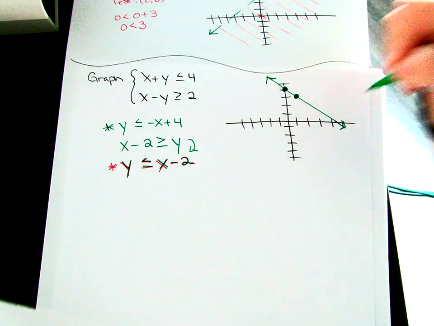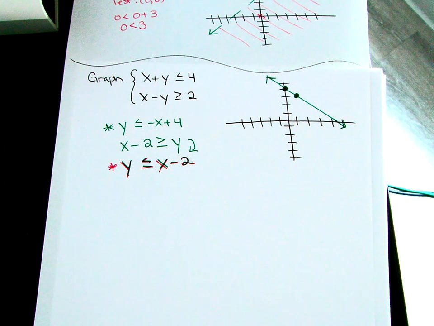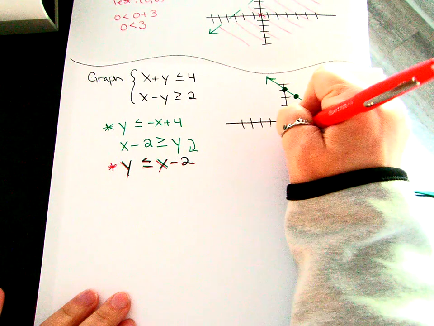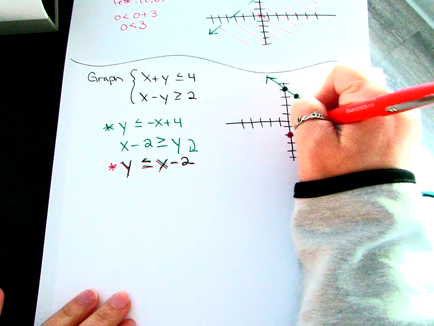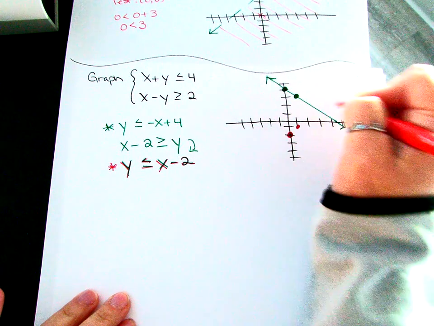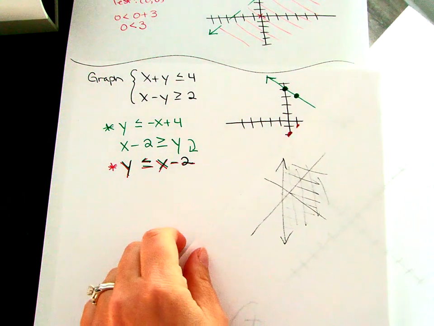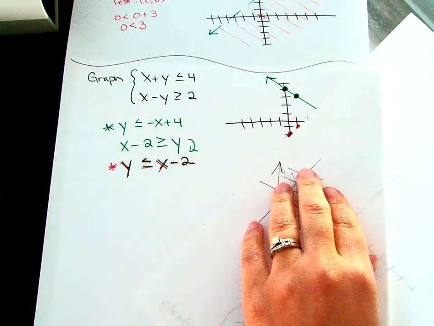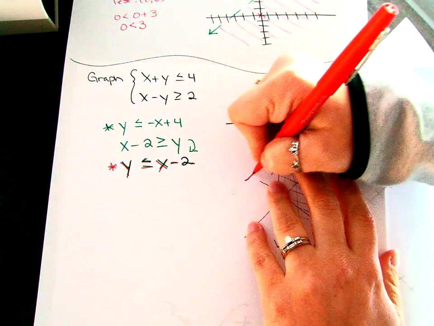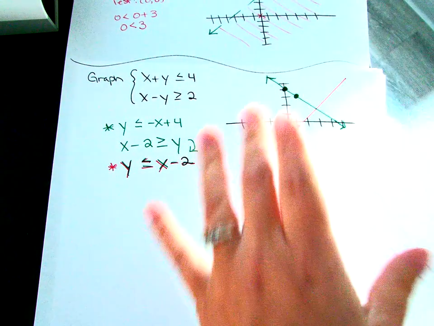Okay, so there's the top one. The bottom one was y is less than or equal to x minus 2. What is the y-intercept for that one? Negative 2. And the slope? 1. Positive 1, up 1, right 1. Am I going to connect using solid or dashed? Solid. So this one literally is just like doing a system of linear equations.